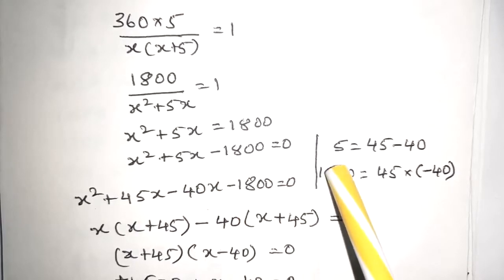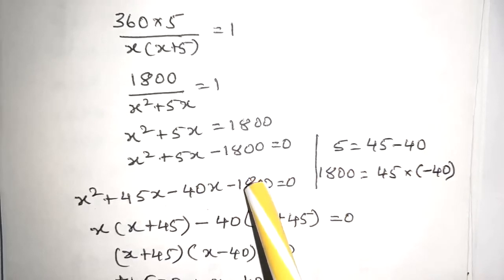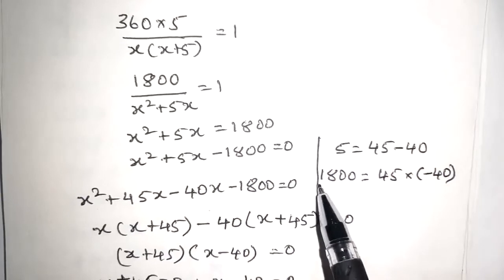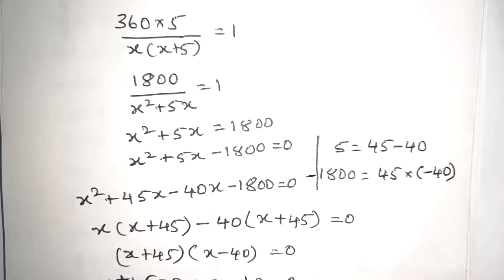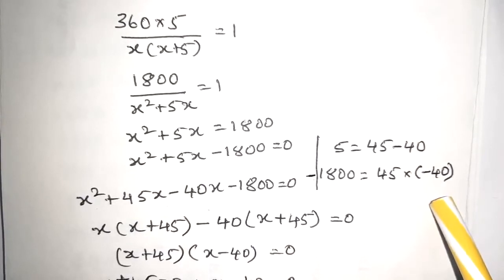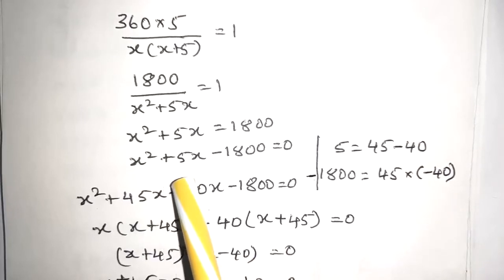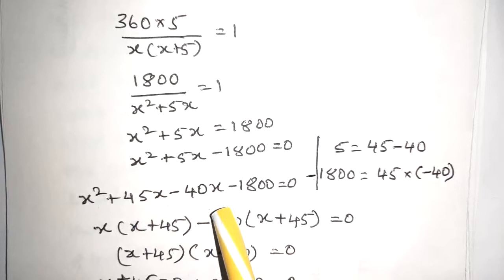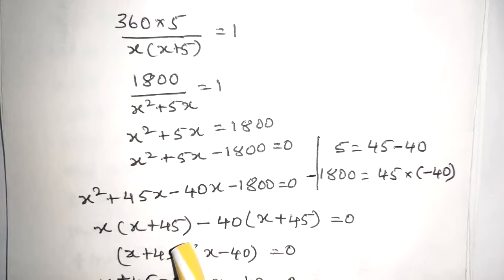Now 5 can be written as 45 minus 40, and minus 1800 is the product of 45 and minus 40. Therefore, this equation can be written with 5x as 45x minus 40x. Considering these two terms, we can write x multiplied by x plus 45.